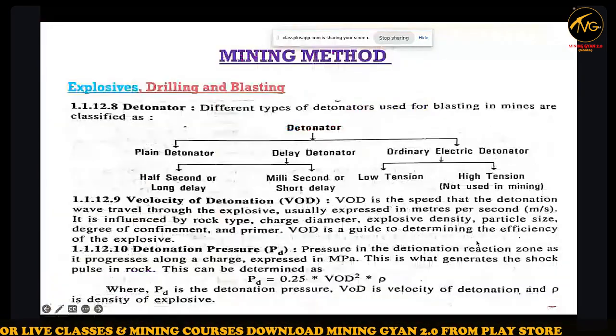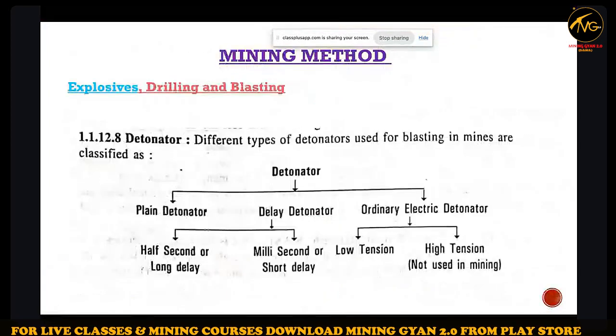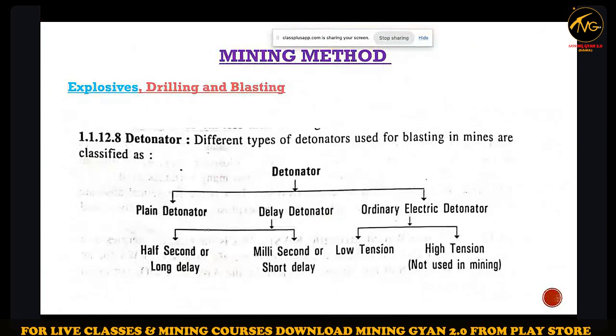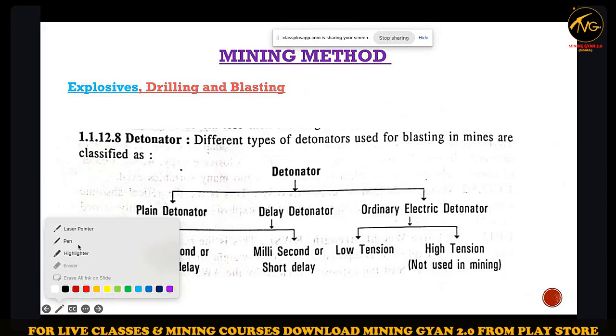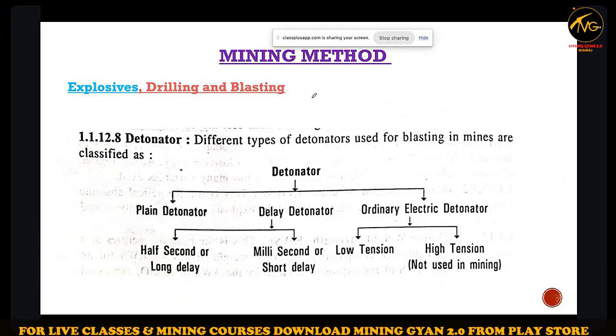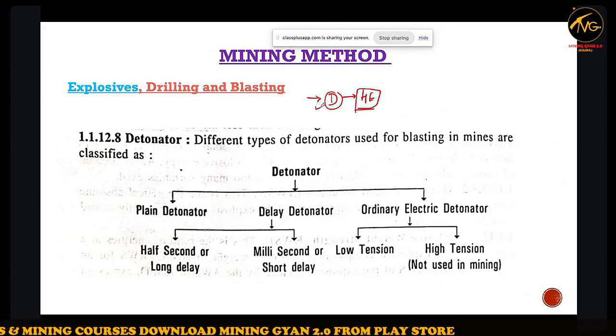Detonator. What is detonator? Why we use detonator? As I said, detonator is used in the high explosive. Low explosive did not need it, high explosive needed it. Okay, so detonator, why do we require detonator?